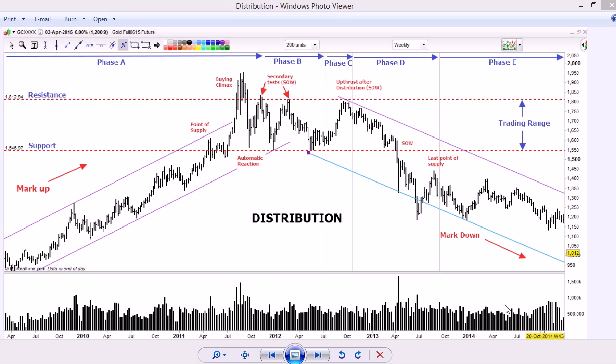And then phase E depicts the unfolding of the downtrend, where supply is dominant and any rallies that we get are usually weak and feeble.